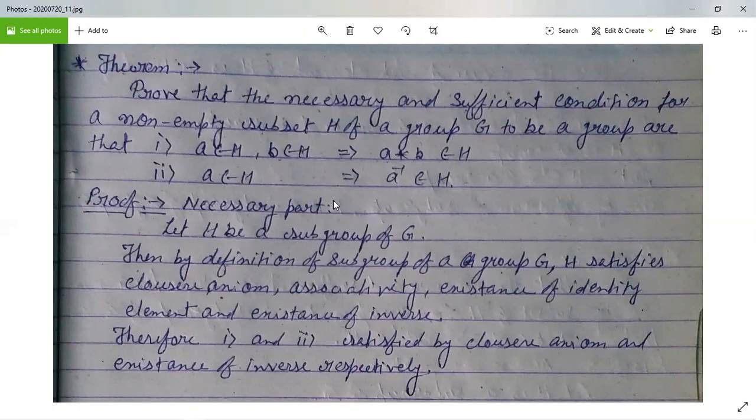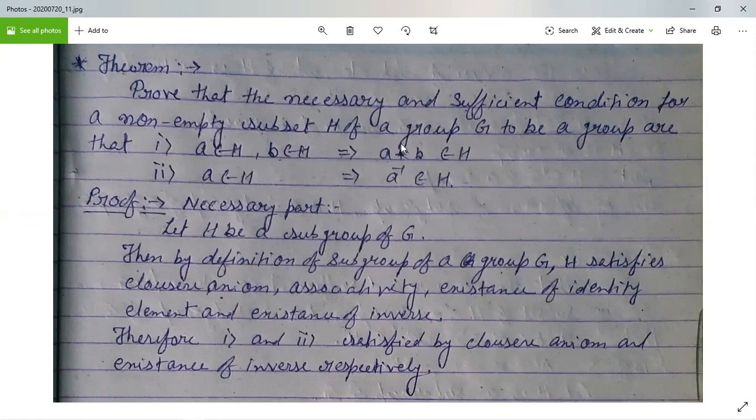The statement is: prove that the necessary and sufficient condition for a non-empty subset H of a group G to be a group are that a belongs to H, b belongs to H implies that a star b belongs to H, and a belongs to H implies that a inverse belongs to H.